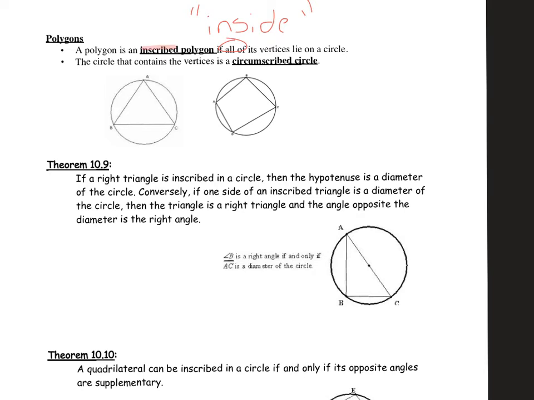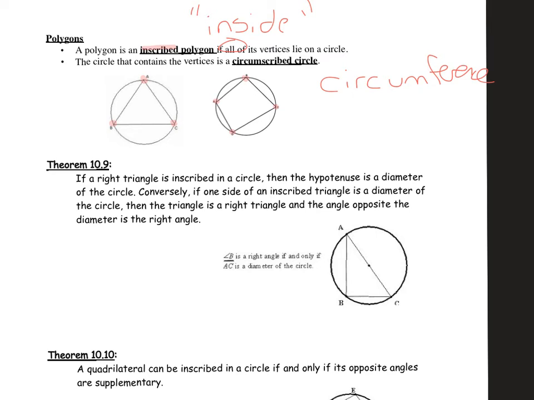So hopefully you can see this triangle ABC, vertex A, vertex B, and vertex C are all right on top of that circle. Same thing for this quadrilateral ABCD, vertex A, vertex B, vertex C, and vertex D all lie directly on that circle. The circle then is the circumscribed circle. So circumscribed makes me think of circumference, which lets me know that we're going around the outside. Circumference, squeeze it in there. Okay, so all the vertices go around the outside of that circle.